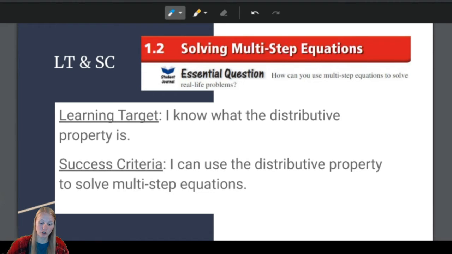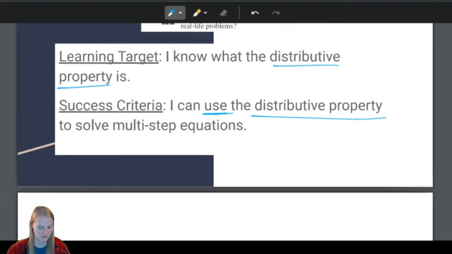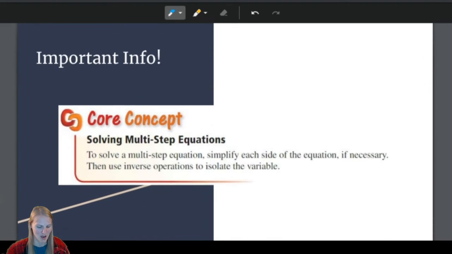Okay, so our learning target is that you know what the distributive property is. Ooh, distributive property. And the success criteria is that you can use the distributive property to solve multi-step equations. So we're solving equations just like we did in the last video and the video before and the video before, but we're going to use the distributive property to do so. And I know what you're thinking.